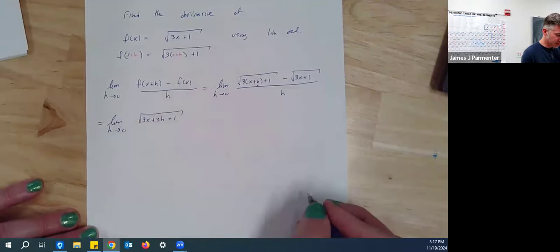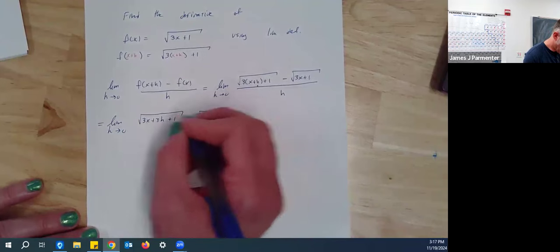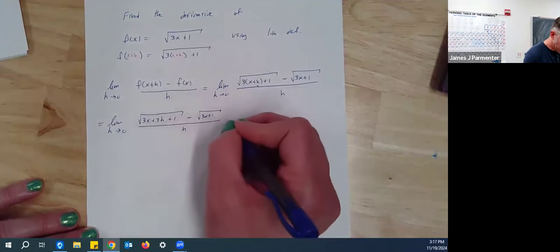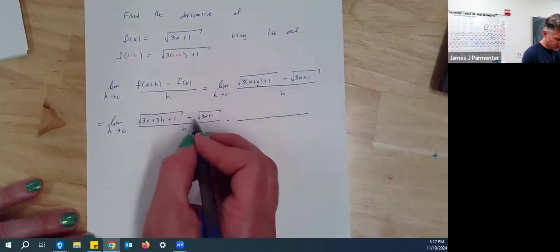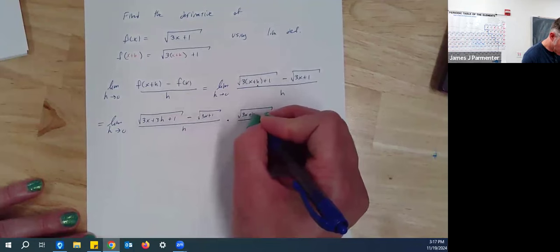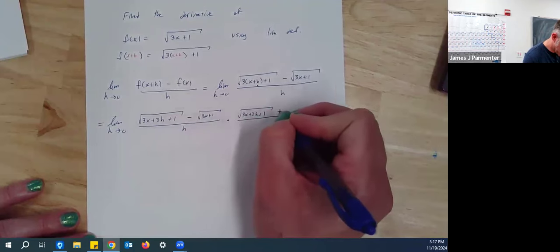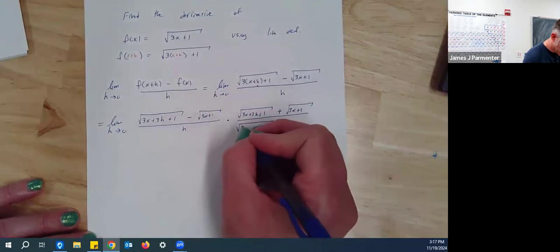So the square root of 3x plus 3h plus 1 minus the square root of 3x plus 1, all over h times the conjugate, which is just the same square root expression except with a different sign in the middle. It's going to be the square root of 3x plus 3h plus 1 plus the square root of 3x plus 1, over the same amount.